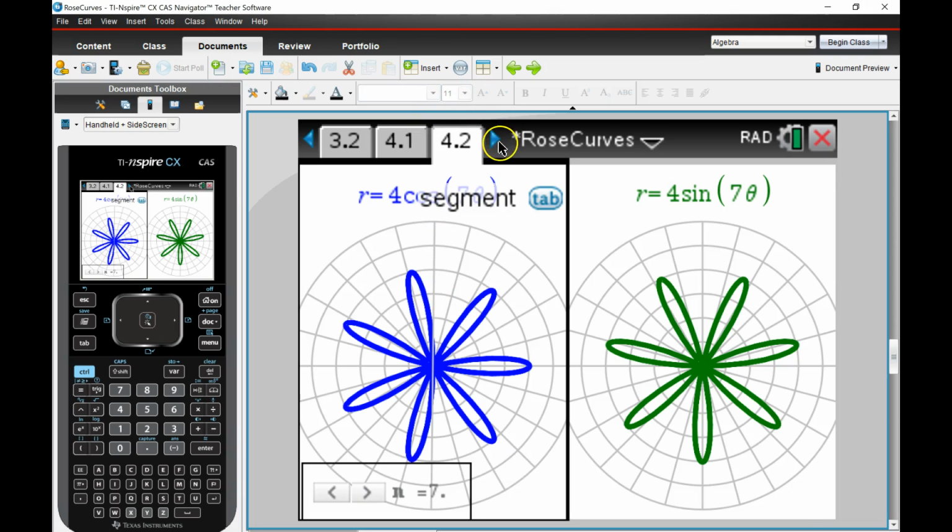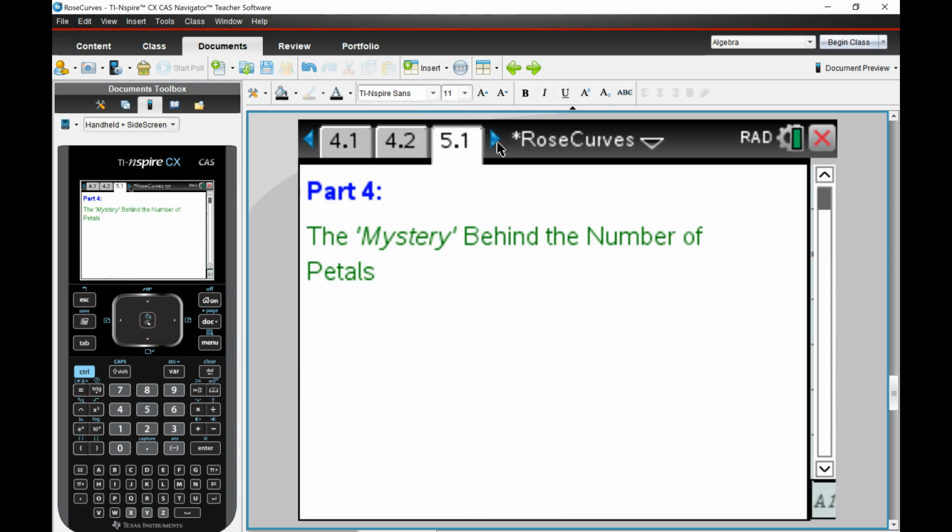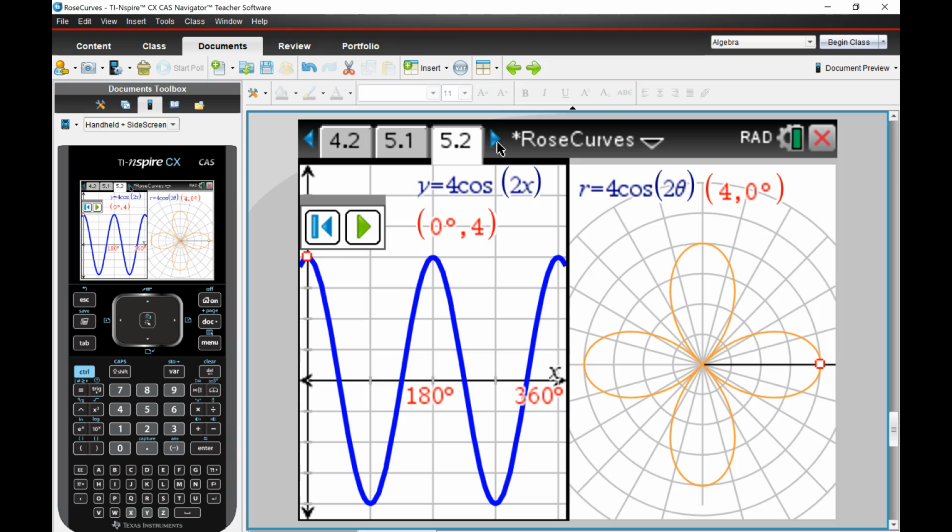Is one cycle, right? Like this, each petal is one. No, each petal is not 1 period. It's just like from 0 to pi over 2 for the cosine. Okay, so this will give us a better idea.